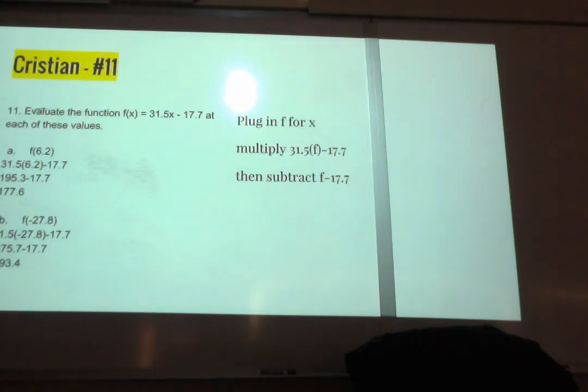How do you evaluate the function f(x) = 31.5x minus 17.7? And what I did is I plugged in for x, multiplied them, and then subtracted. Thank you. So, in an evaluate problem, you're given a value for a variable, and you plug it in and simplify. The first one, they plugged in a 6.2. Second one, they plugged in a negative 27. One key thing to know about this is the f is on one side of the equation, and it's just a symbol. You don't actually multiply or divide the f.